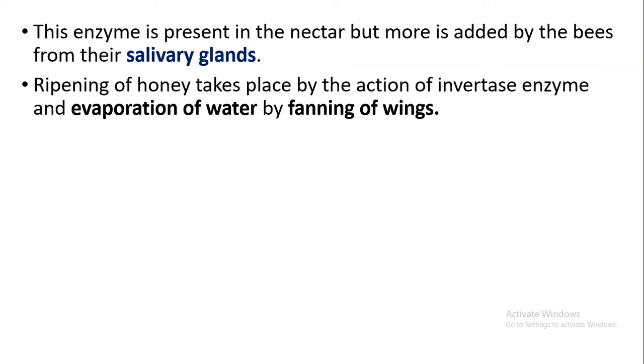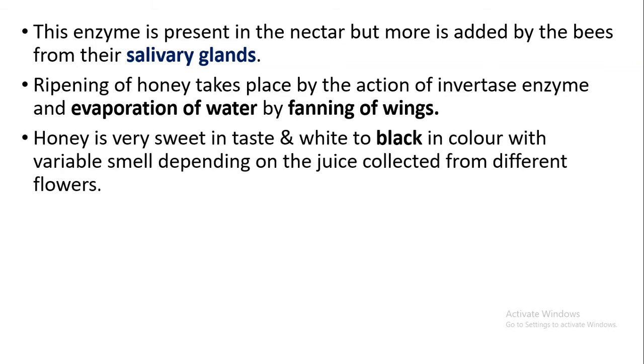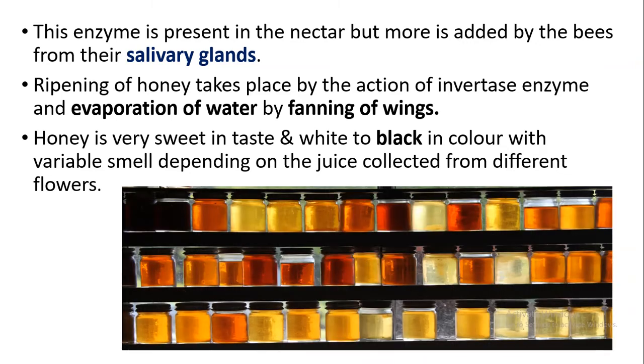Further, that is called the ripening of honey. It takes place by the invertase enzyme. So what happens is, during the reaction there is evaporation of water, so fanning of the wings takes place, and the honey as it is formed becomes more sweet to taste. And here the color of honey ranges from white to black.